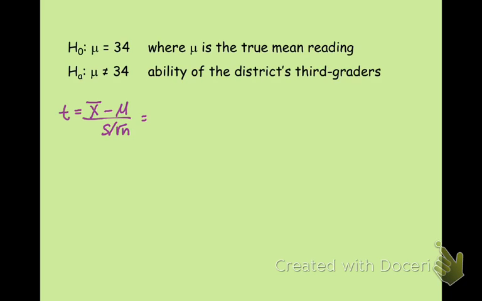All right, so if you recall, our sample mean was 35.0909. We'll go ahead and round that. Our mean from our null hypothesis is our population mean that we're testing of 34. Our standard deviation for our sample was 11.189, and this is a sampling distribution of all the sample means, so we're dividing that by the square root of our sample size, which is 44 of these third graders. When we calculate this, we get a test statistic of 0.6467.